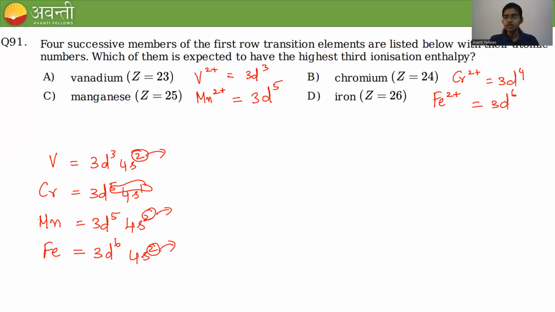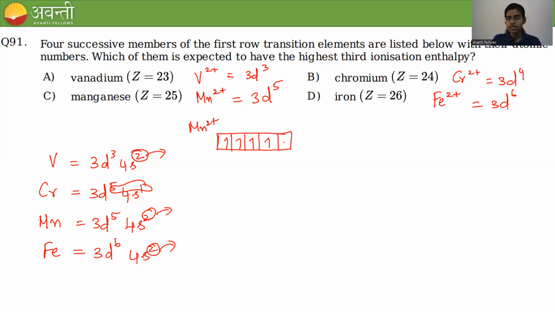To solve this, you have to take the number of electrons present in the d orbital. In case of vanadium, how many d orbitals do we have? We have 5 d orbitals, right? In case of vanadium, we have 3 d electrons. In case of chromium, we have 4. In case of manganese, 5. And in case of iron, it is 6.